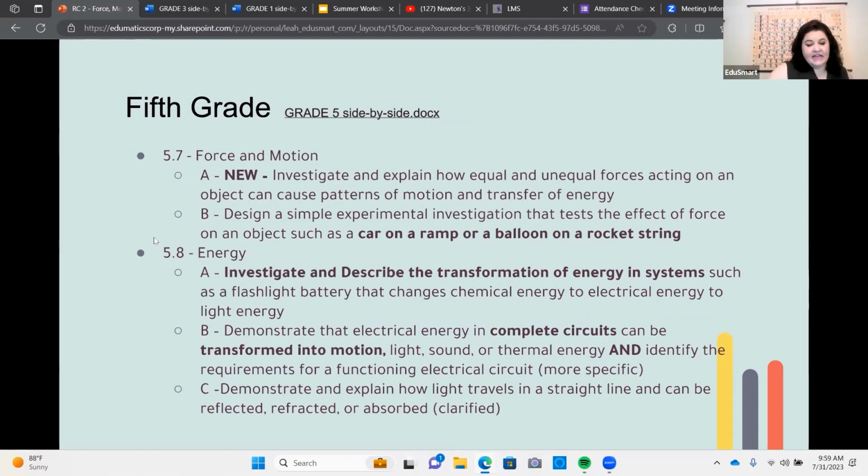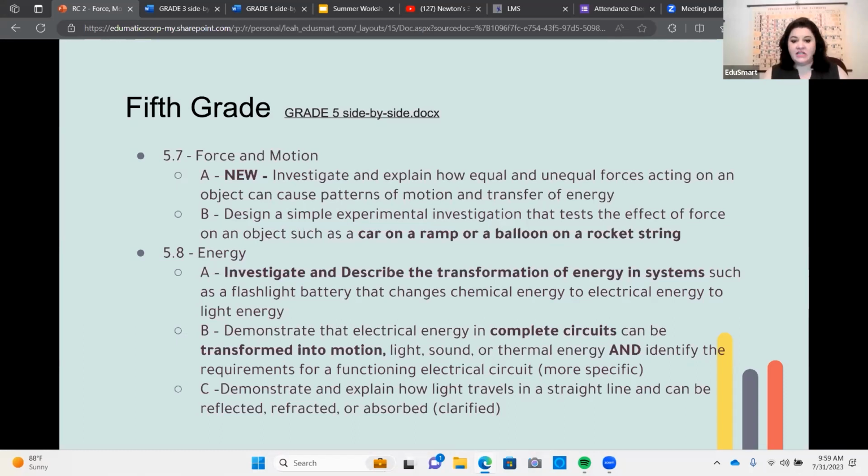We're investigating and explain how equal and unequal forces acting on an object can cause patterns of motion and transfer of energy. So again, the idea here is forces acting on an object, and we're looking for the patterns of that, so that every single time the push is bigger going this way than it is this way, the object is going to move that way. It's setting them up for Newton's laws.